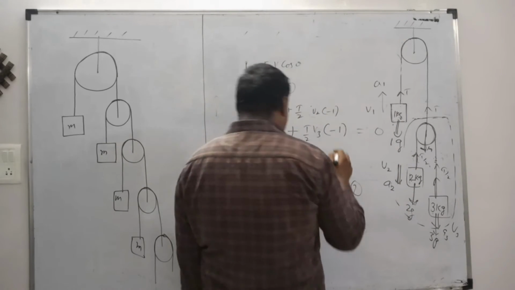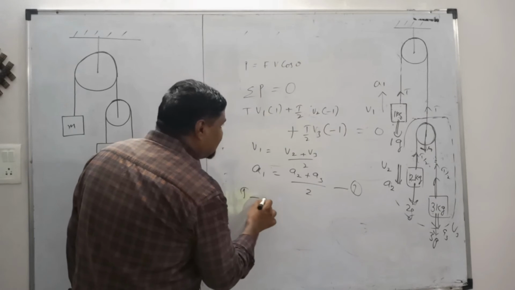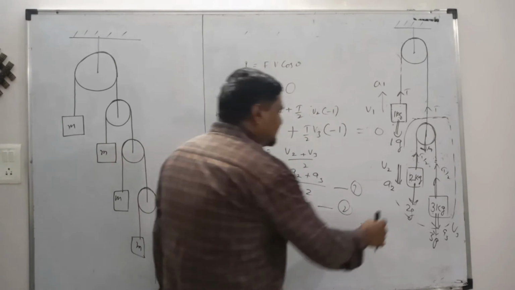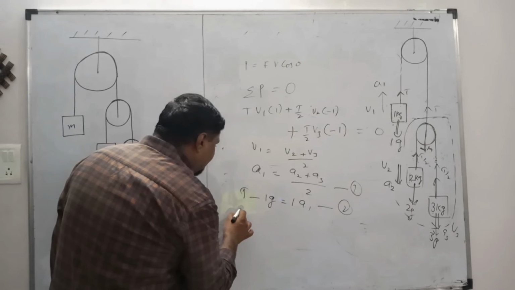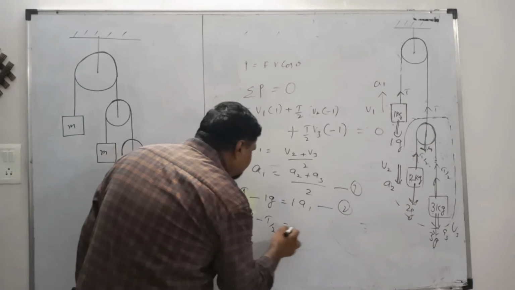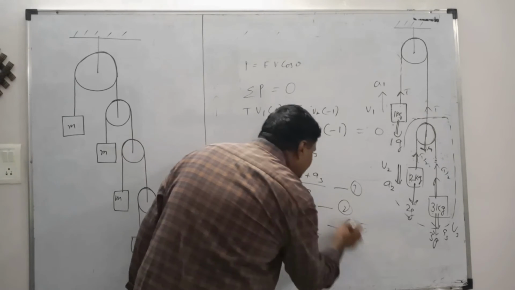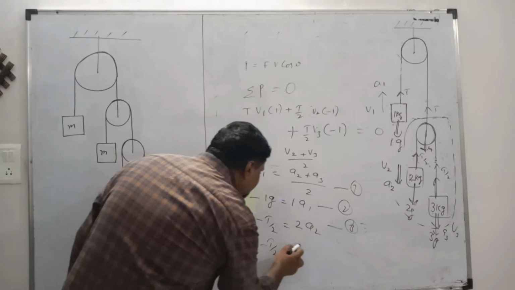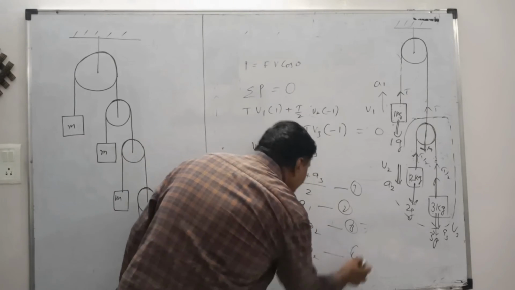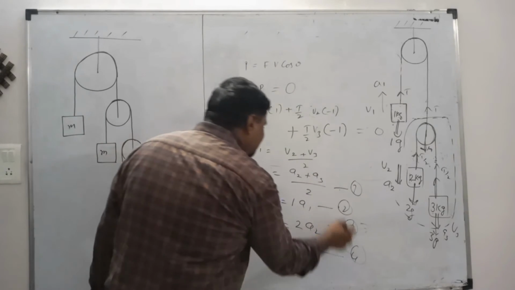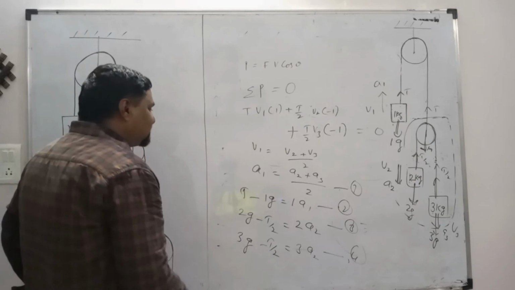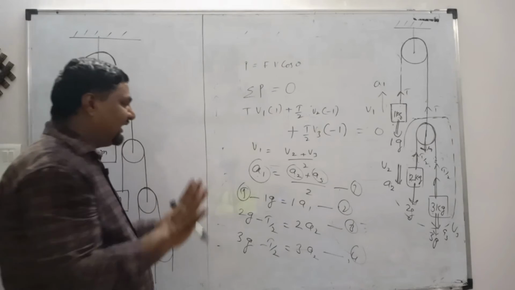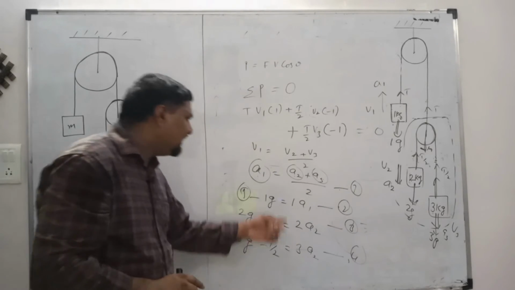If I write the equation for this, it will simply be T minus 1 into g should be equal to 1 into a1. This is equation number 2. For this one, 2g downward, T by 2 upward, that should be equal to 2 into a2. This is equation number 3. For this, 3g downward, T by 2 upward, this should be equal to 3 into a3. This is equation 4. So here we have 4 equations, and luckily we also have only 4 unknowns. We have 4 unknowns and 4 equations.